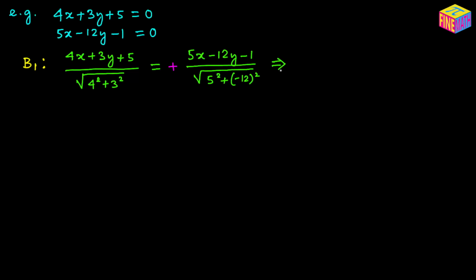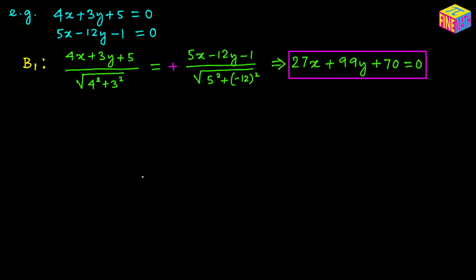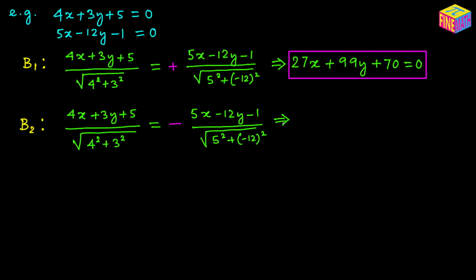I have used the exact same example in the previous video, and if you simplify this, the equation will be 27x plus 99y plus 70 equals 0. And that is the equation of one of the bisectors. Let's try to find out the equation of the other bisector. And if we simplify this, the equation is going to be like this: 77x minus 21y plus 60 equals 0.